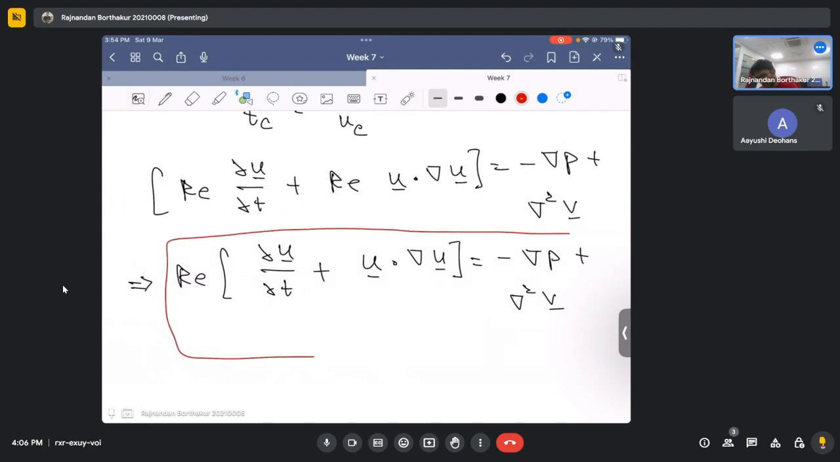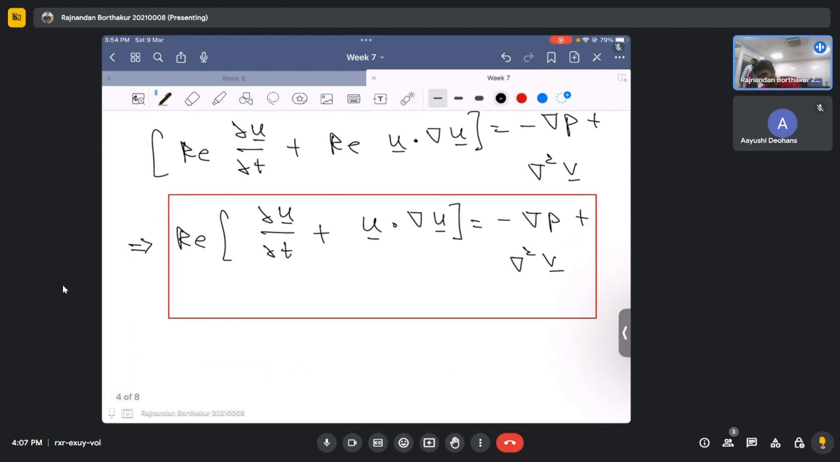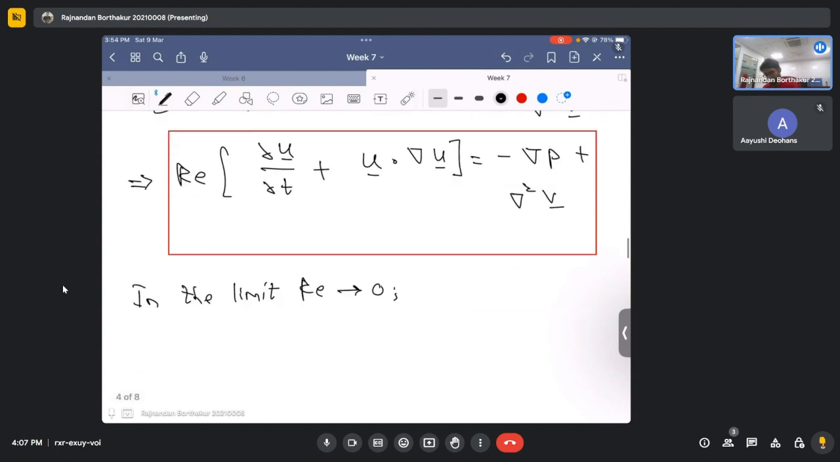So now the idea is, in the limit Reynolds number tends to 0, what do we have?